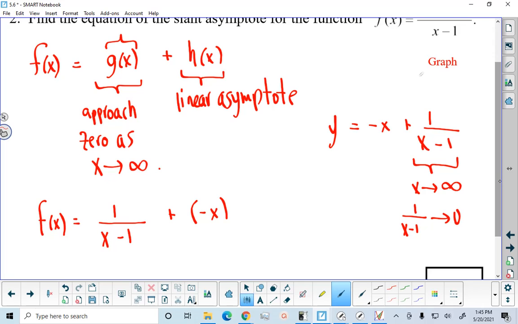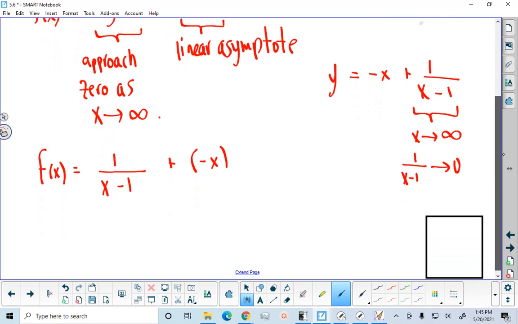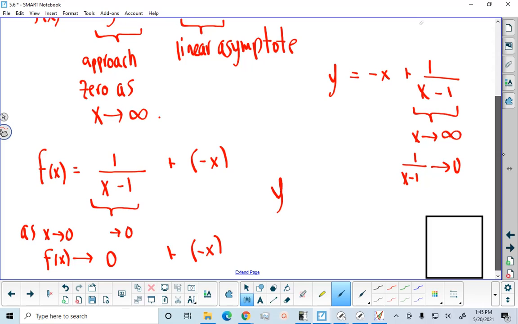And what this means is, I'm going to give one more kick at the cat, horrible expression, but I'm going to do it again. As x approaches infinity, this thing will approach 0, which means f of x will approach 0 plus negative x, which means f of x is approaching negative x. The slant asymptote is that.